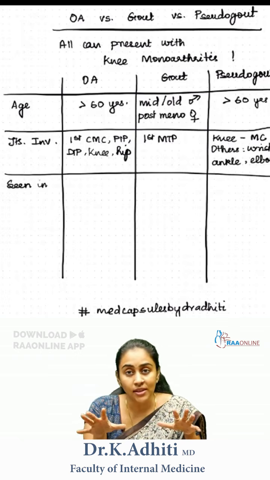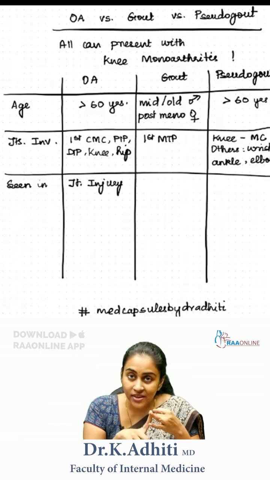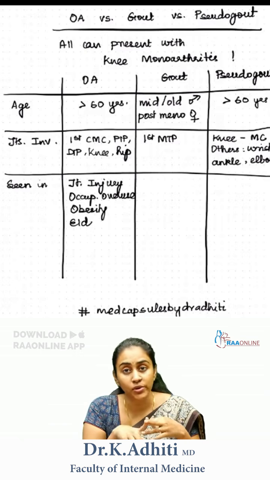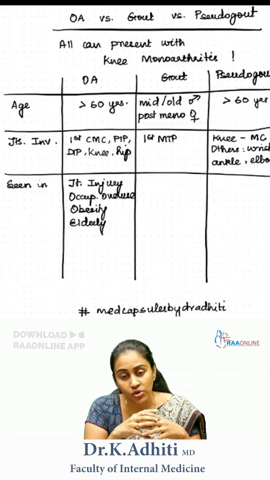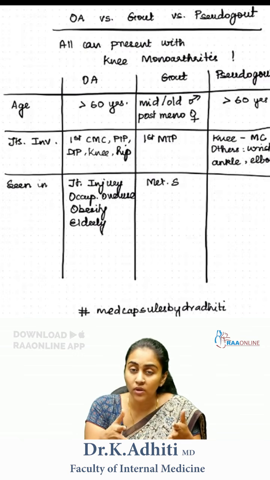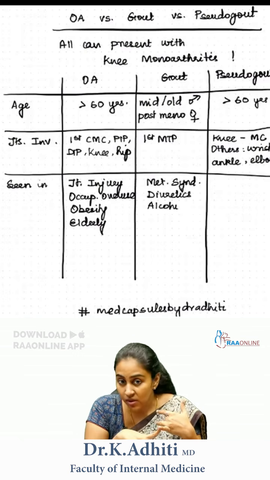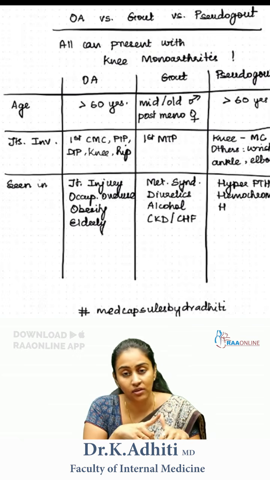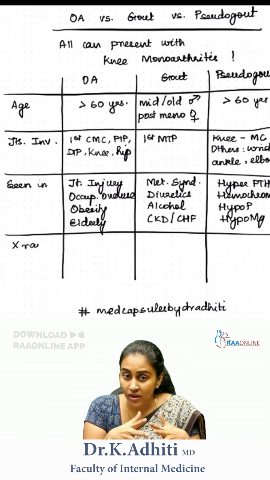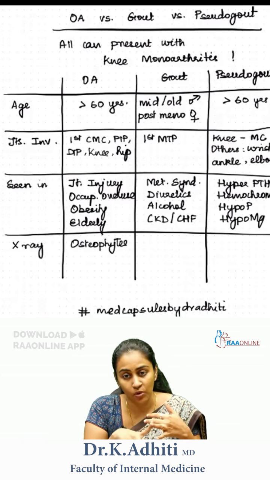OA is largely seen in older population, in obese individuals, and also in individuals who overuse their joint as a result of their occupation or who have sustained a joint injury. Now, when you look at gout, gout is commonly seen in patients with metabolic syndrome who use diuretics, alcohol, and also in CKD and heart failure. Pseudogout is common in metabolic conditions like hyperparathyroidism and hemochromatosis.